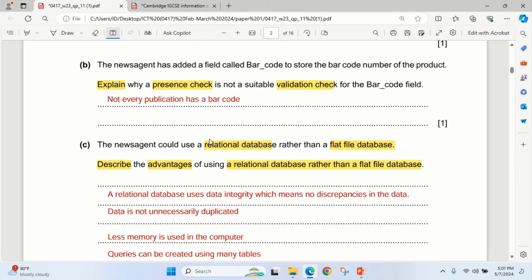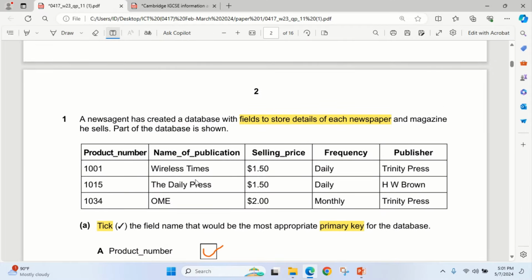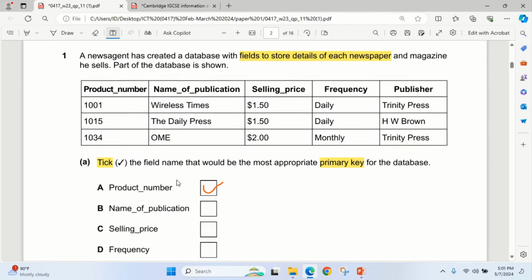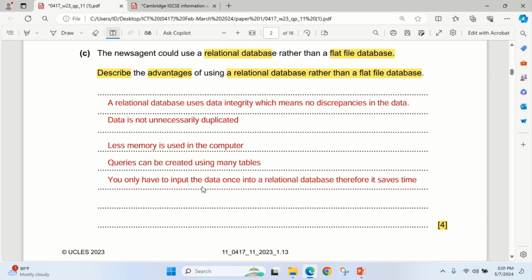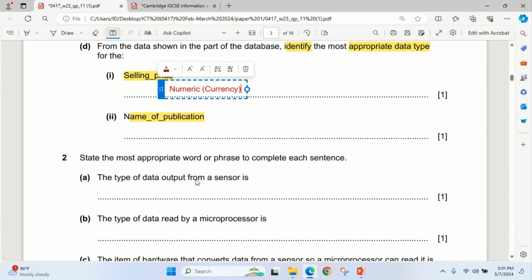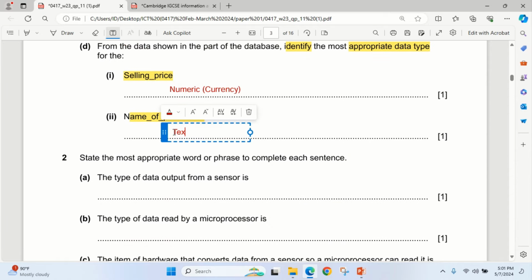Then name of publication, if you look at it, the best data type is text, or what we call alphanumeric text. You can see that text can contain a space. So that is the best to use. So you come here and say text or alphanumeric. Okay, that is very correct.